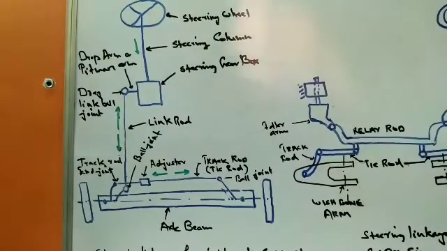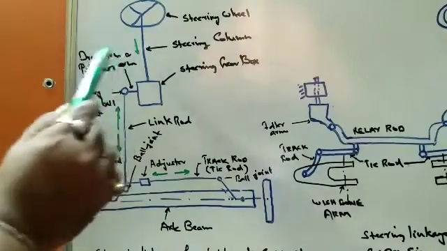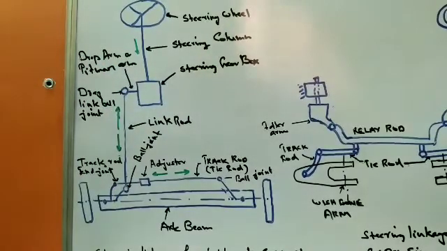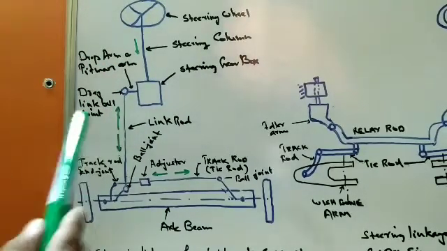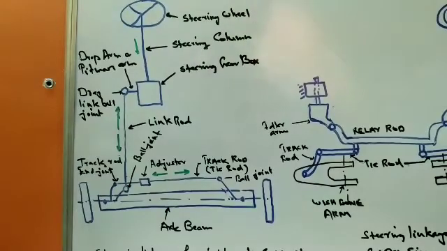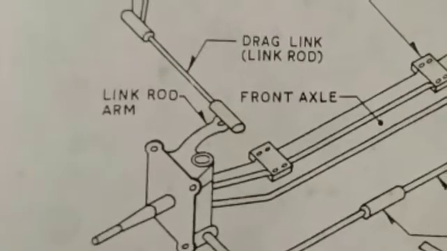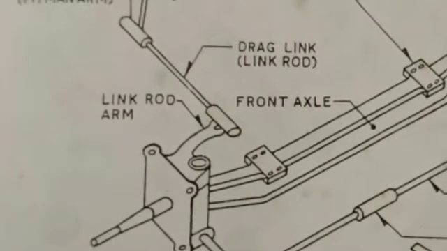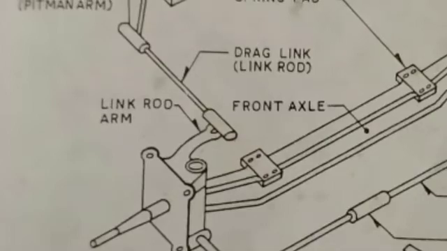Now from there, what happens? The drop arm, also called the Pitman arm, is rigidly connected to the cross shaft of the steering gear. The cross shaft is not shown over here. At its upper end, the other end of the link rod is connected to the link rod arm through a ball joint.